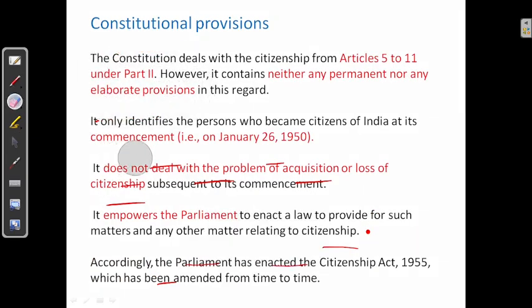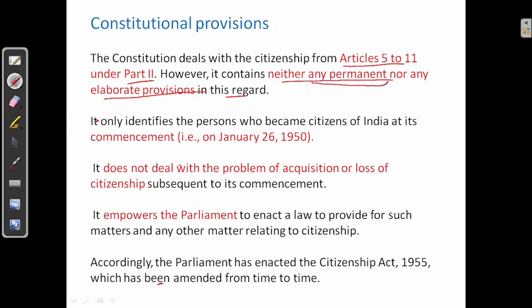Next, let us see the constitutional provisions. The Constitution deals with citizenship from Article 5 to 11 under Part 2. However, it contains neither any permanent nor any elaborate provisions. These Articles 5 to 11 of the Constitution are not permanent but temporary. Many amendments are made to it. Next, it only identifies the persons who became citizens of India at its commencement, that is on Jan 26, 1950.